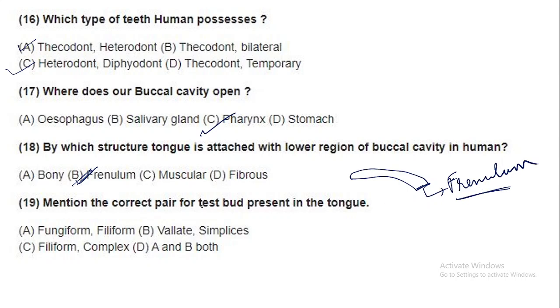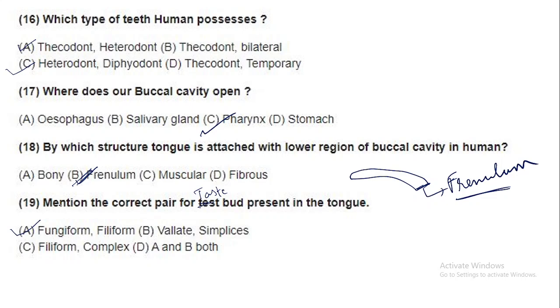Mention the correct pair of taste buds present in the tongue. Fungiform, filiform, vallate, simplicals, filiform and complex. Okay. So the right option here is fungiform and filiform.